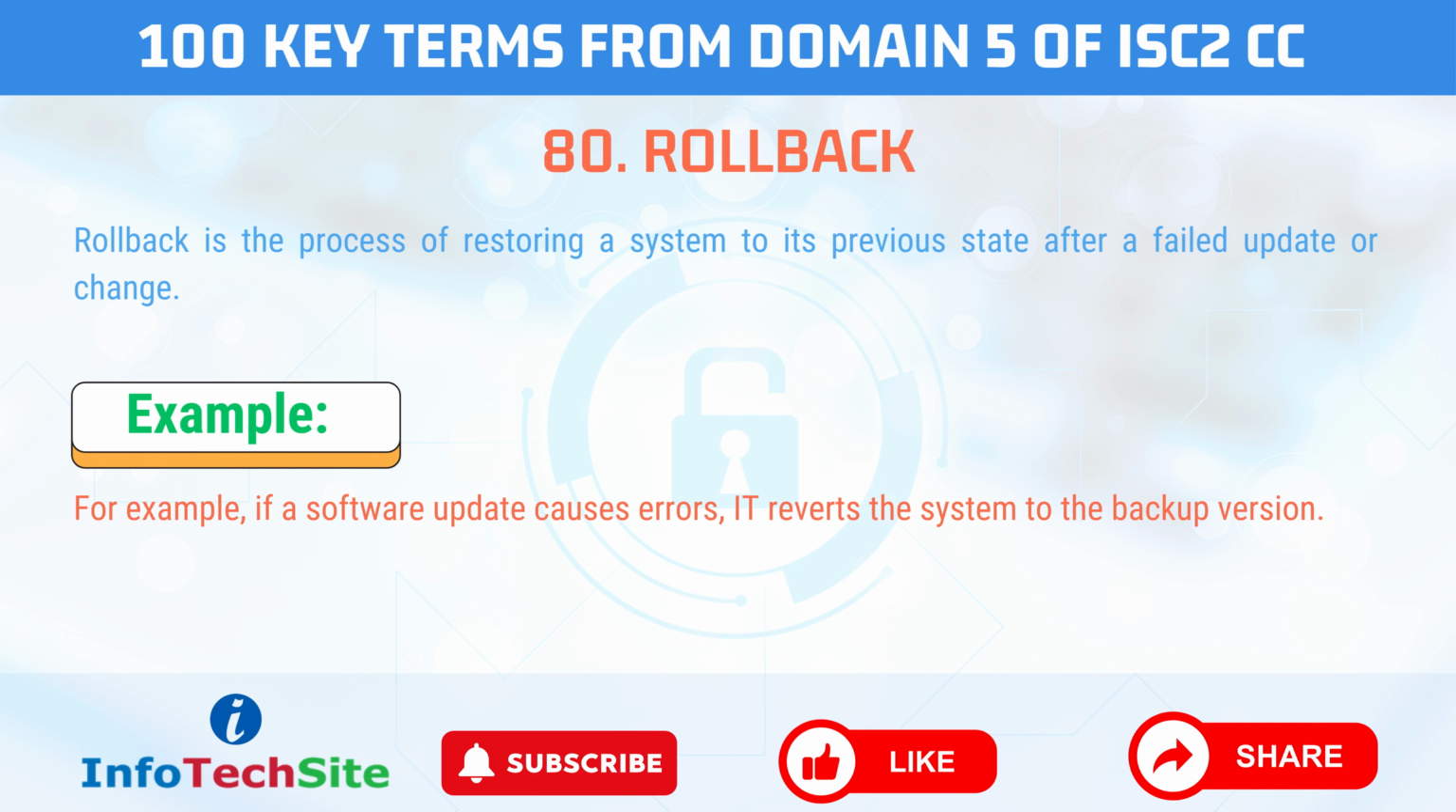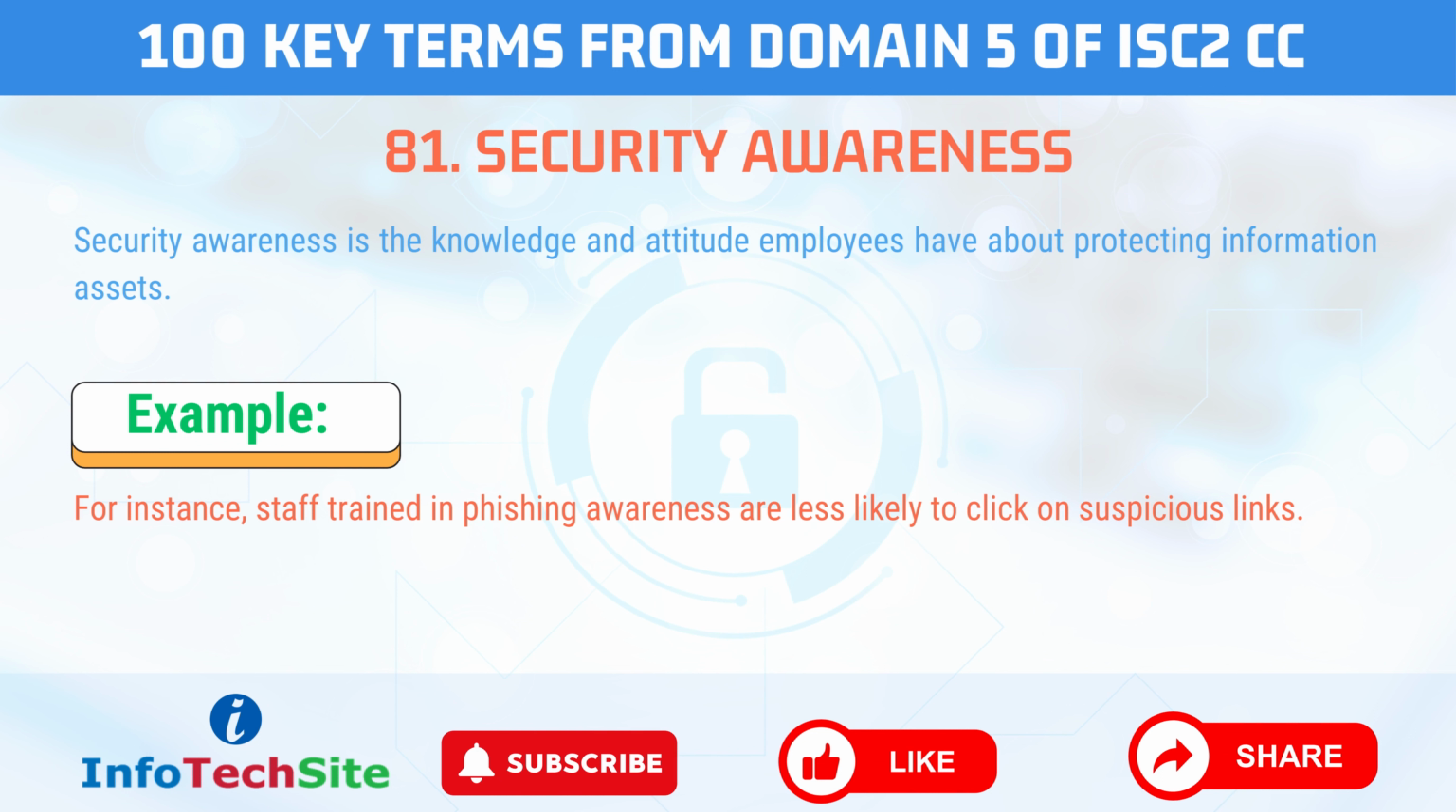80. Rollback. Rollback is the process of restoring a system to its previous state after a failed update or change. For example, if a software update causes errors, IT reverts the system to the backup version. 81. Security awareness. Security awareness is the knowledge and attitude employees have about protecting information assets. For instance, staff trained in phishing awareness are less likely to click on suspicious links.